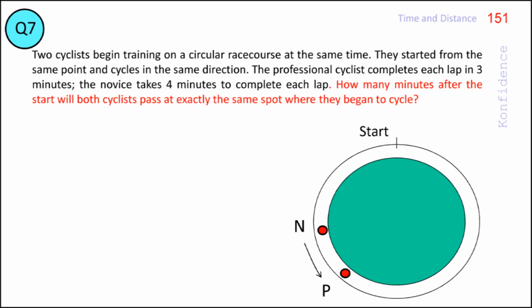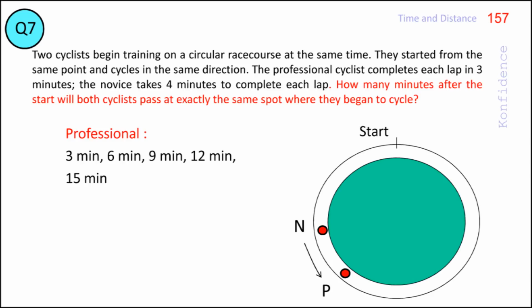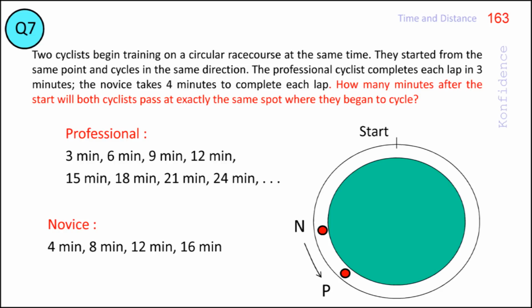But as the novice takes 4 minutes to complete a lap, he will be behind and will reach the starting point only after 1 more minute. By that time, the professional would have moved ahead. If you observe the situation closely, you can see that the professional cyclist reaches the starting point at times 3, 6, 9, 12, 15, etc. minutes after the start. The novice reaches the starting point after 4, 8, 12, 16, 20, etc. minutes after the start.